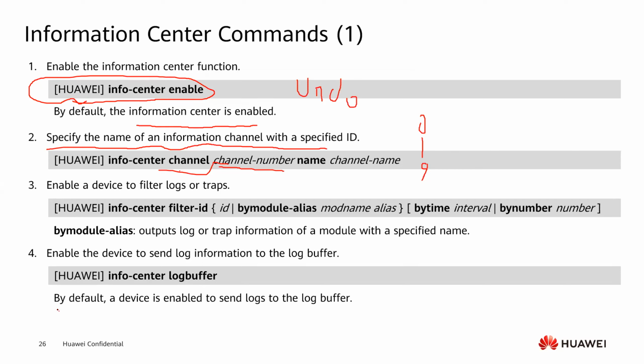We can also enable the log buffer function, information center log buffer. By default, a device has it enabled. So sometimes you find that for the information center we never used any command to configure, but the device itself has enabled the function.